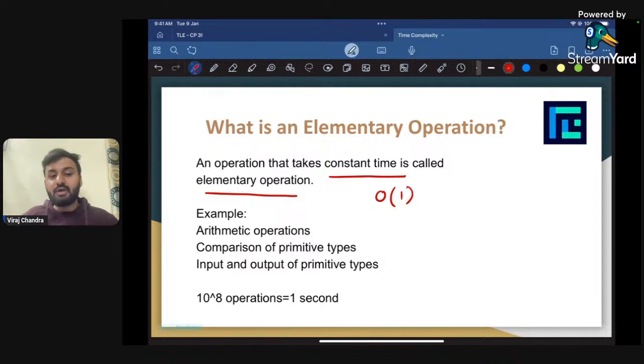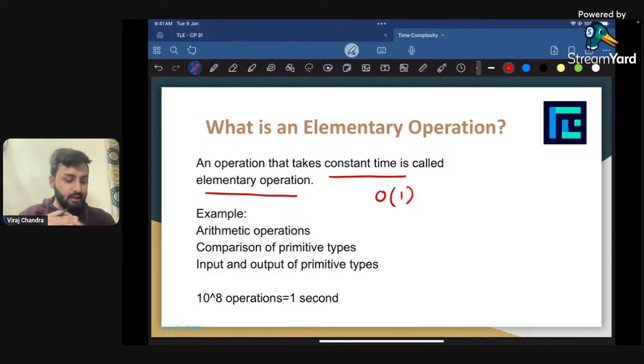But because I'm talking about the most basic elementary operation, it's going to take O of 1, and O of 1 overall as a time complexity is called constant time. So any algorithm that takes only one elementary operation to execute will be called a constant time complexity algorithm. Okay, I hope this is clear. Great. Okay, so let's move on.